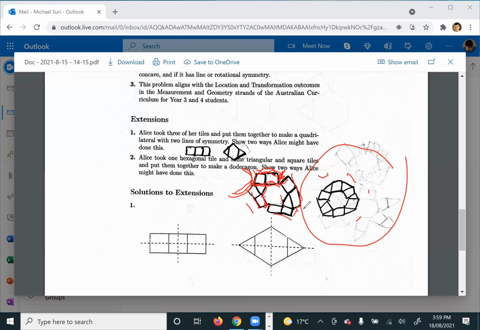Okay, Michelle. So we're trying to count the sides. Can you help me count it? Michelle, can you tell me how many sides are on this one?